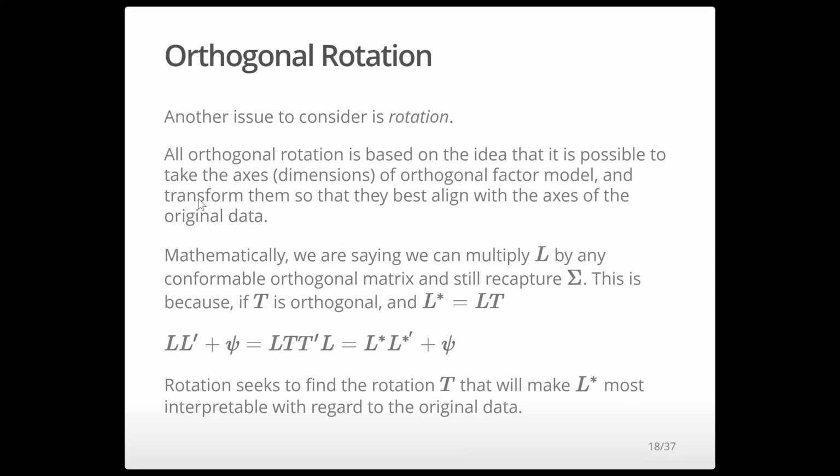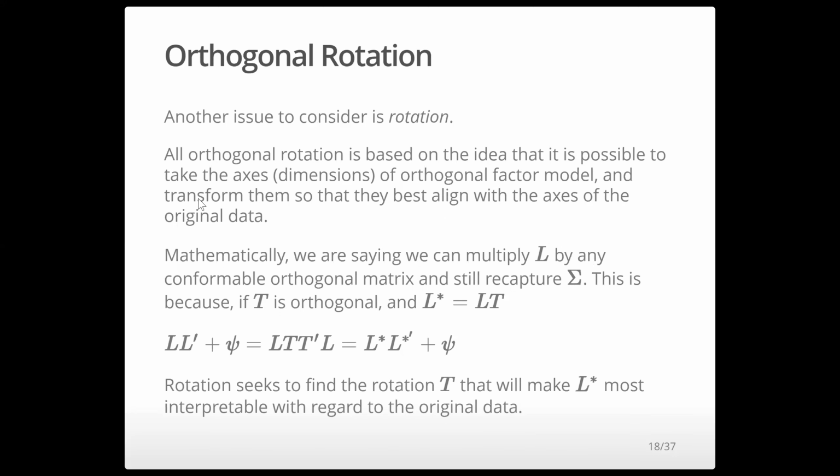Another issue that we often consider in factor models is called rotation. Orthogonal rotation is based on the idea that it's possible to manipulate the axes of the orthogonal factor model and transform them so that they best align with the original data. It's a way of making the factor solution a little bit more interpretable. Mathematically, what we're saying is that we can multiply L by any conformable orthogonal matrix and still recapture the original covariance matrix sigma.